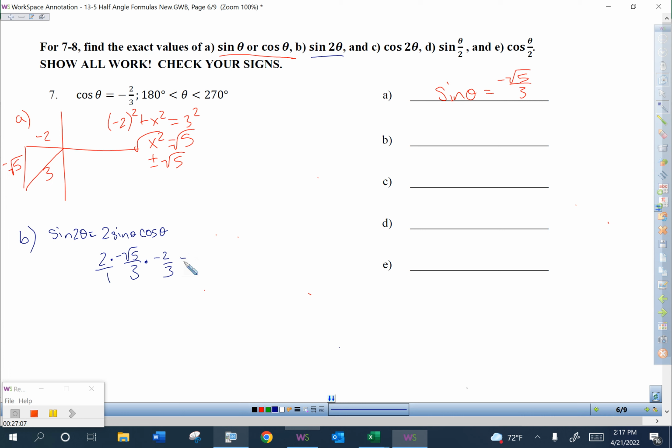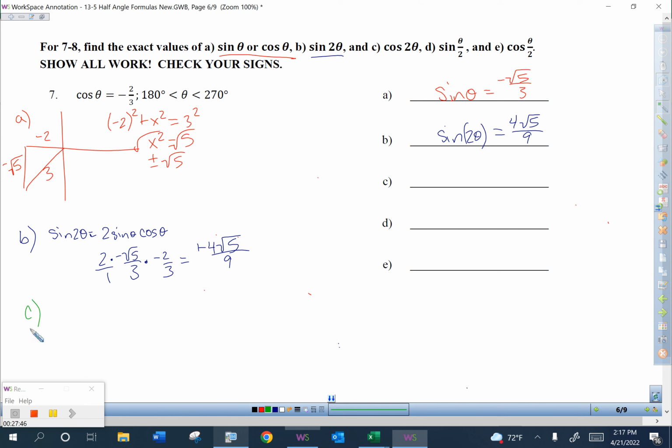What I want you to practice for this one is talking about signs, because the biggest thing people mess up on this A through E are positive, negative signs. So here, we've got a positive, we've got a negative, and we've got a negative. When we multiply a positive times a negative times another negative, we get a positive. Then we can take care of numbers. 2 times 2 is 4. Square root of 5 to the side. On the bottom, 1 times 3 times 3 is 9. So our sine double angle is 4 square roots of 5 all over 9.